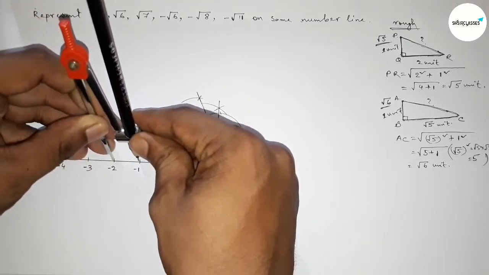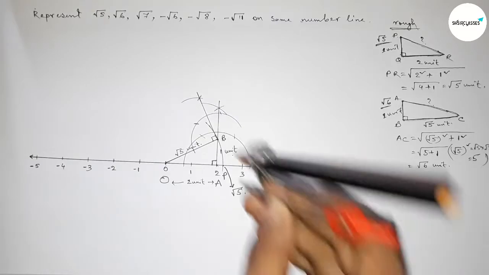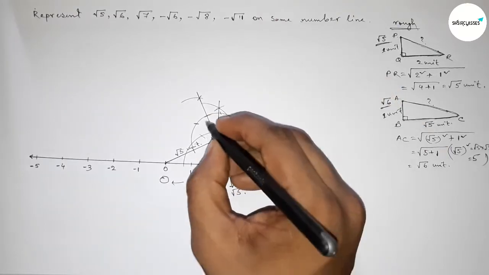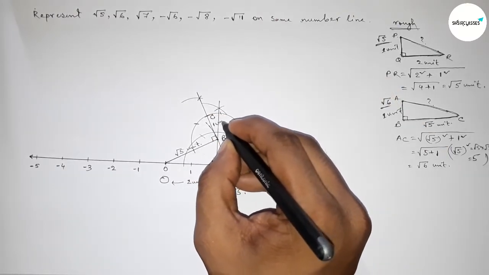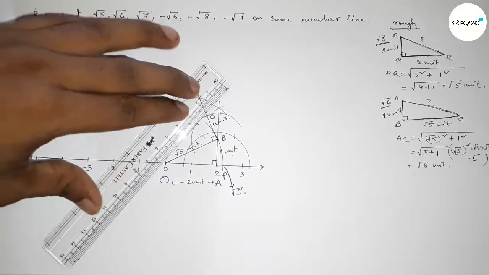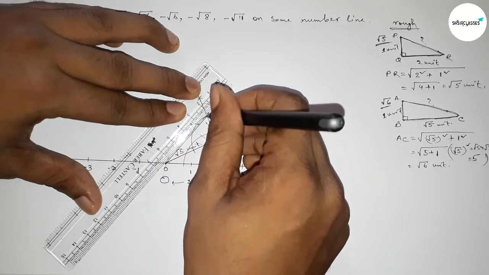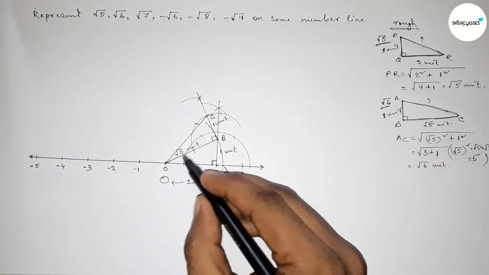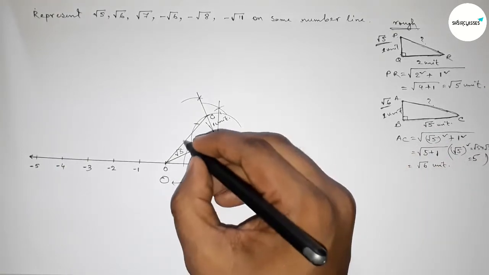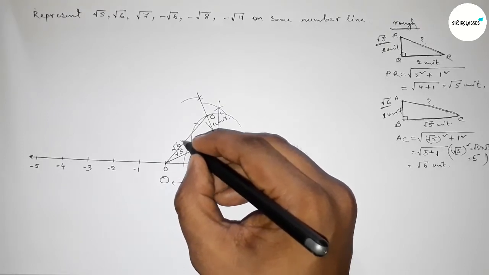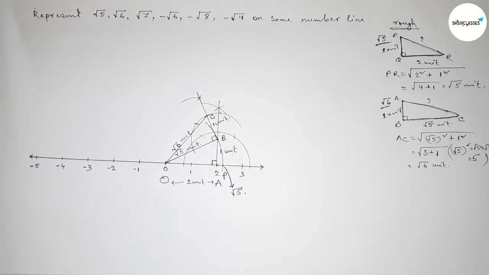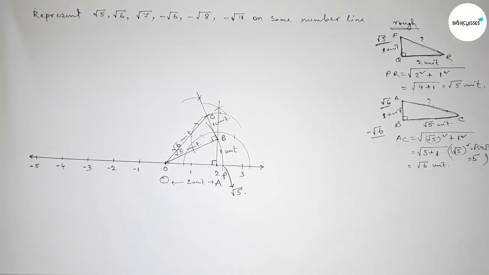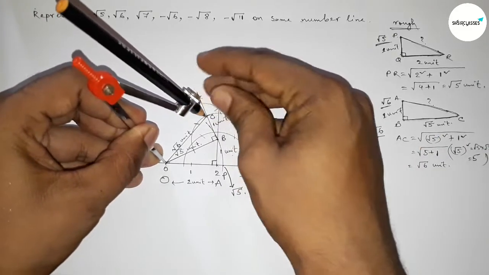Similarly, now taking one unit length between any two numbers, and putting the compass here and cut here. So taking here point C, and this is one unit length. Now joining O and C, and this is the hypotenuse. So similarly, from this we can see that this is root 5 and this is 1 unit. So this is obviously the root 6 unit length. So this is root 6 unit length. Now taking the length OC, sorry, similarly we have to represent negative root 6.